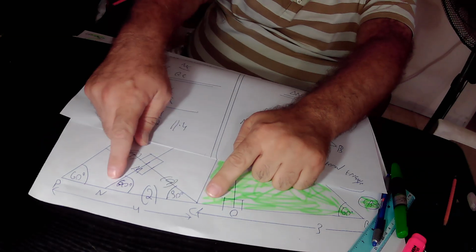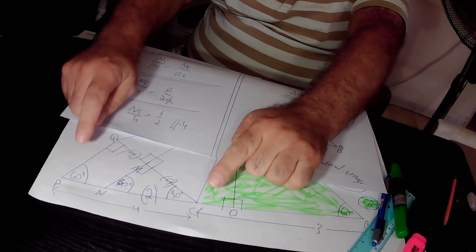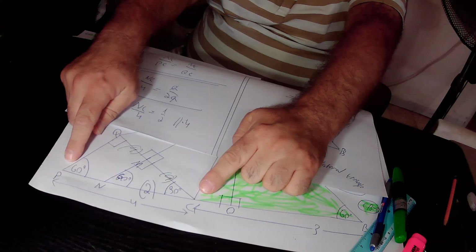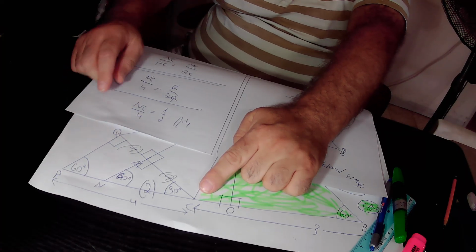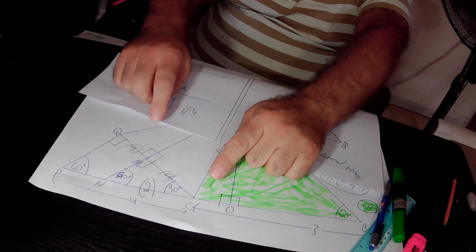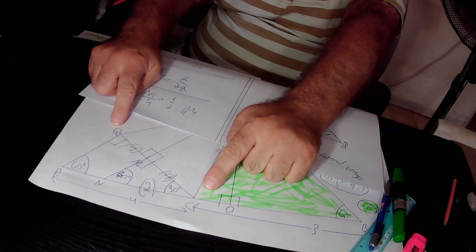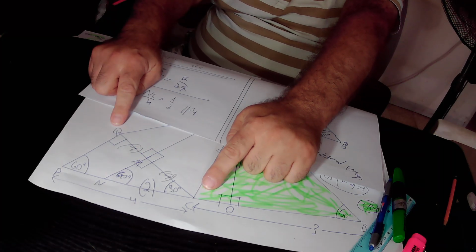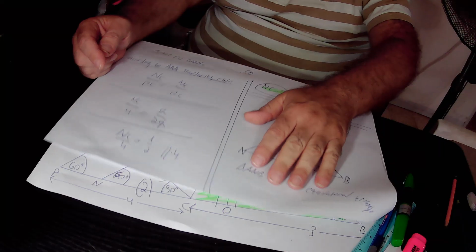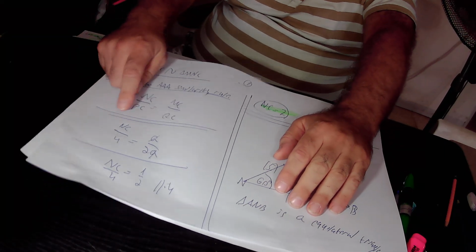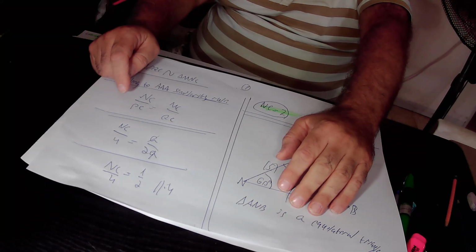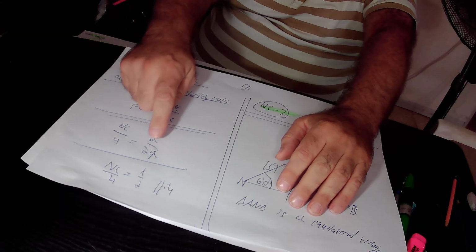NC is the missing side, so we leave it as it is, over PC. PC equals 4 units in its length, and it is equal to MC. MC is A, over QC. QC is A plus A, that is 2A. So in total, we found out that NC over 4 equals A over 2A.